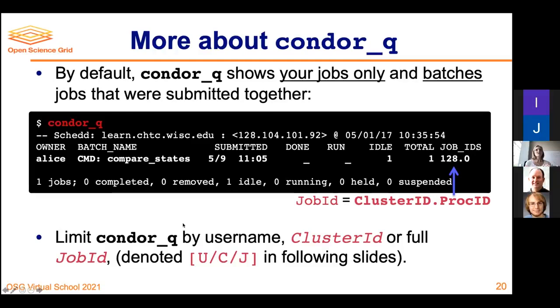You can also limit condor_q commands by username. So that already happens by default. But you could pick somebody else's username and look at their jobs if you wanted to. There's an option -all that would let you see everybody's jobs, but you could otherwise restrict to just certain clusters if you had multiple clusters queued, or a very specific job ID. So that cluster.process number job ID. And in some later slides, you'll see these options for constraining represented by UCJ here.